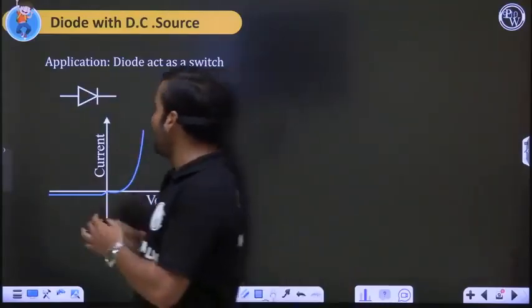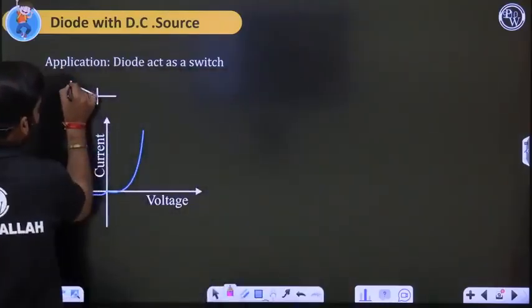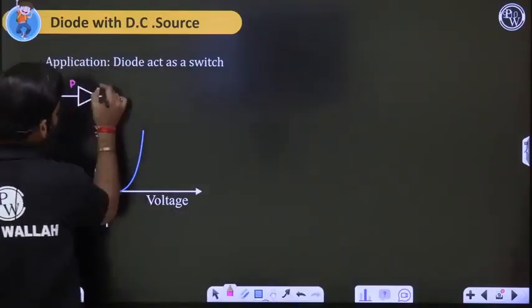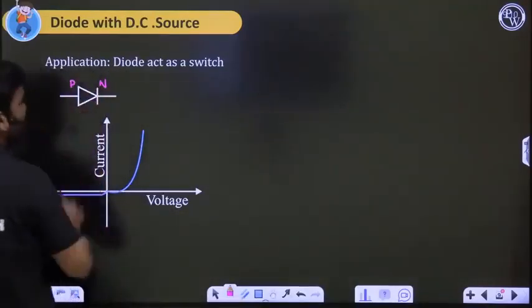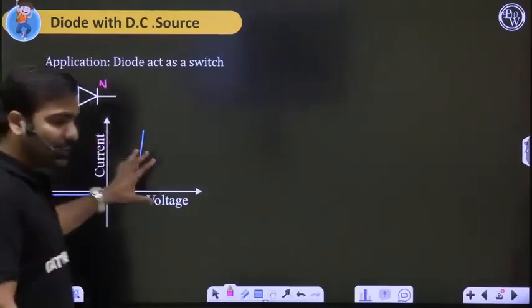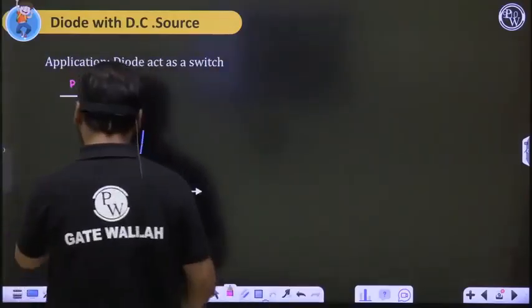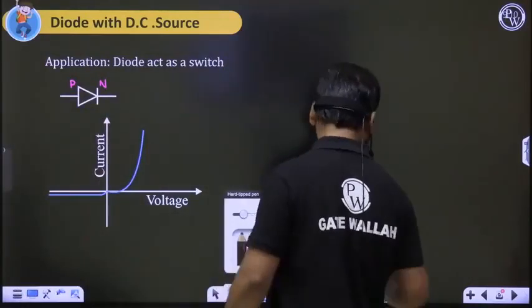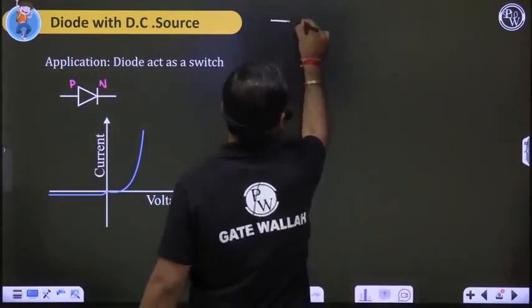Okay, so here in the diode, this is your P side. P means positive, no. P-type semiconductor, and this is your N side, and this is your P-N junction diode, whose characteristics between current I and voltage are given over here. How? Let me draw once again the diode symbol. So this is your diode.